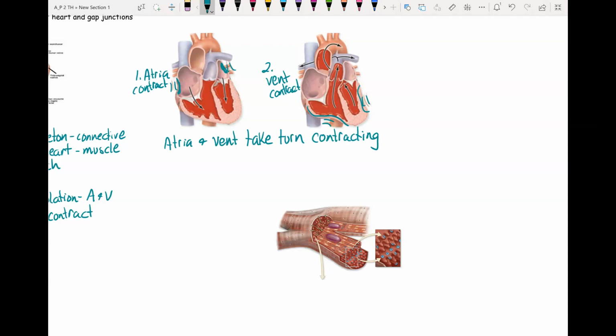So step 1 of a heartbeat is that both the right and left atria contract. And during this time, the ventricles are relaxed. Then step 2, both the right and left ventricles contract. And during this time, the atria are relaxed.